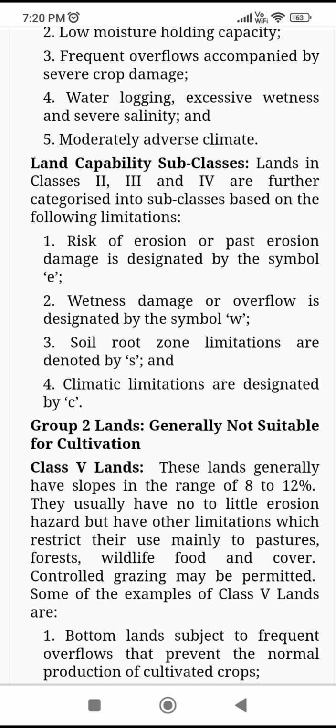Risk of erosion or past erosion damage is designated by the symbol E. Remember E for risk of erosion. Wetness damage or overflow is designated by symbol W. Then soil root zone limitations are denoted by S. Then climatic limitations are designated by C, C for climate. There is a chance they will ask match the pairs or fill in the blanks. So this is an important topic from exam point of view.